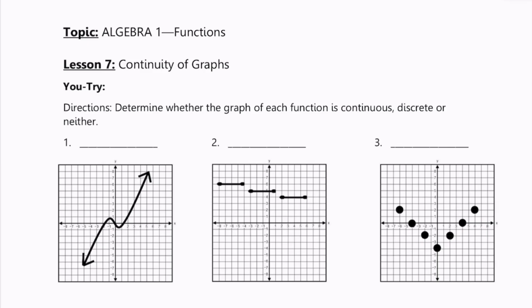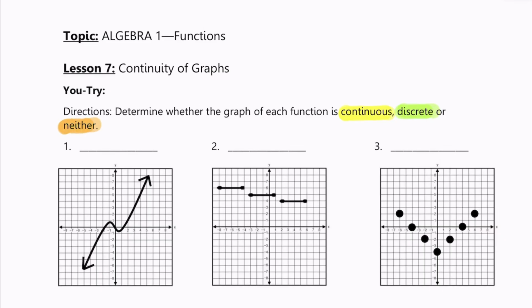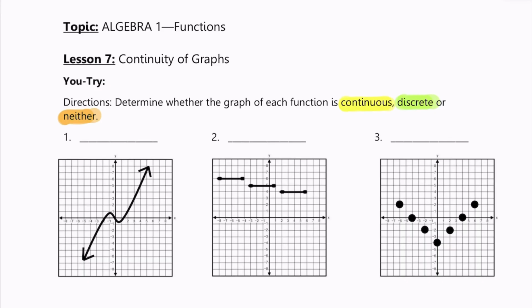So in this first problem, the first 3, we're identifying, is the function continuous, discrete, or neither? Okay, and remember, to be continuous, I can put my pencil down. It has a line or a curve of some sort, and I will never pick it up to get from one end of the graph to the other, okay?